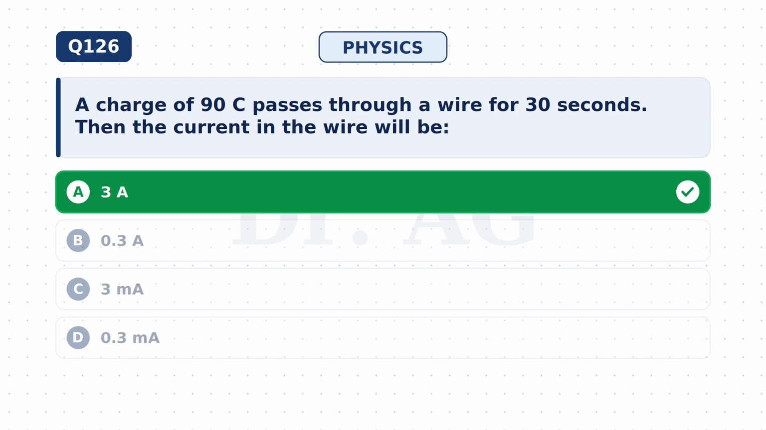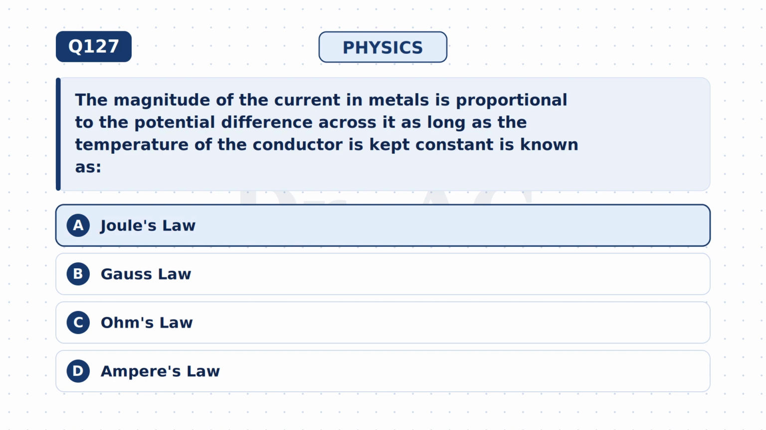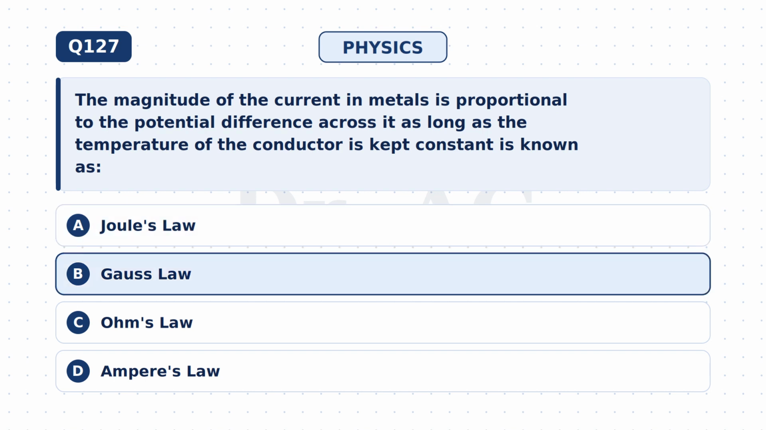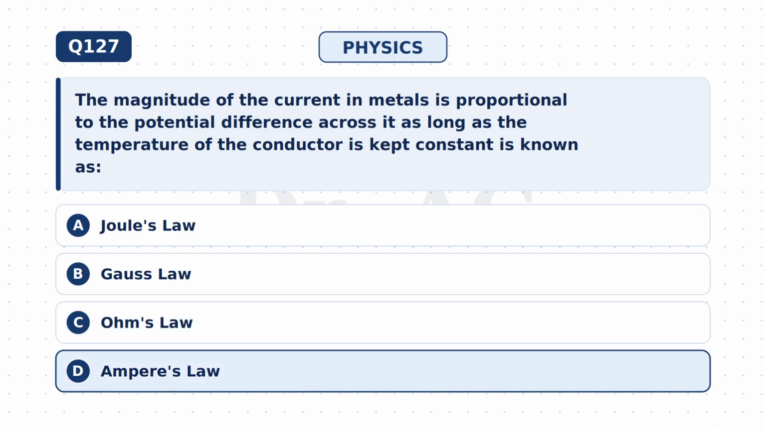The correct answer is A. Question 127. The magnitude of the current in metals is proportional to the potential difference across it as long as the temperature of the conductor is kept constant is known as. Option A. Joule's law. Option B. Gauss law. Option C. Ohm's law. Option D. Ampere's law.